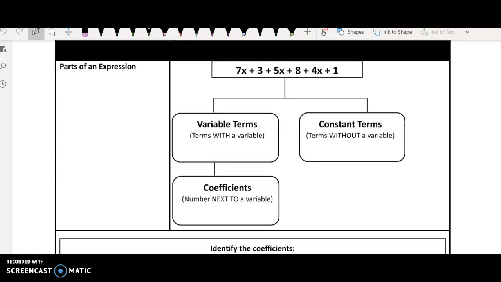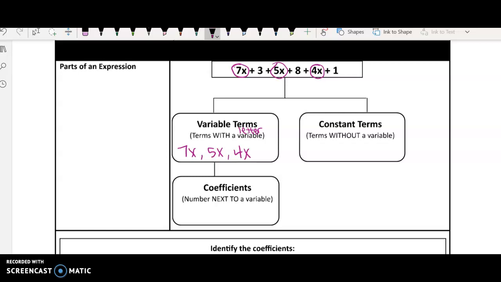So there are 3 parts. We have variable terms, coefficients, and constant terms. Variable terms would be the terms with the variable. This just means with the letter. So if it helps, I would write letter above variable. So I'm going to circle all the ones that have a letter. So 7x, 5x, and 4x.